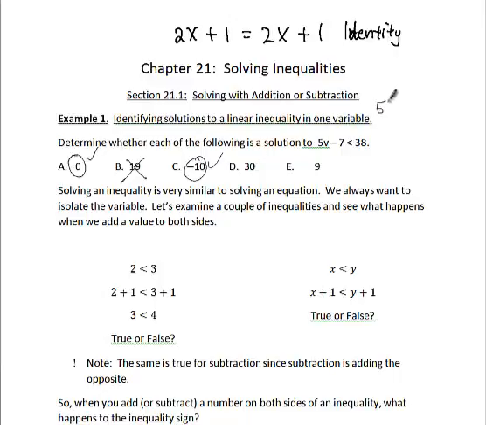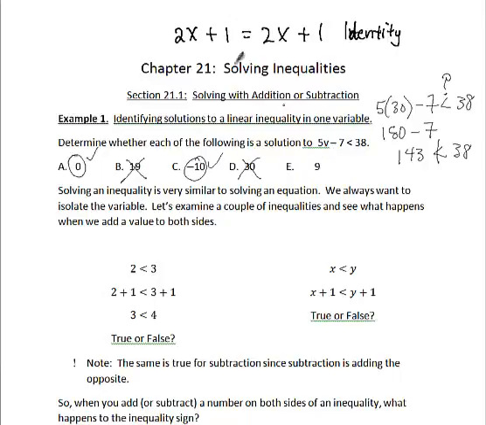Now 30. 5 times 30 minus 7. Is this quantity on the left less than 38? That's the question. Well, 5 times 30 is 150, and 150 minus 7 is 143, which is not less than 38, and so 30 is not a solution.